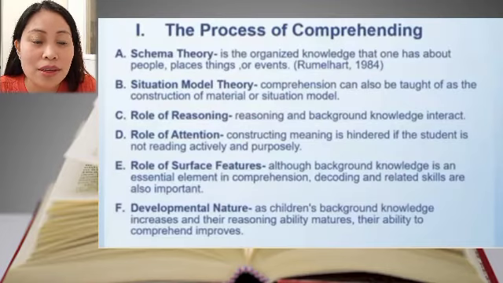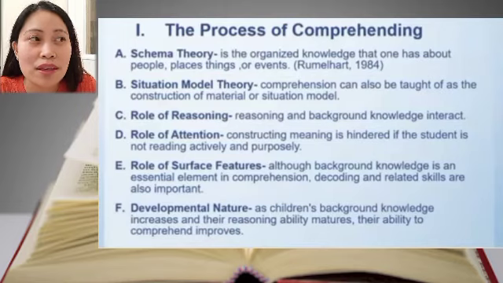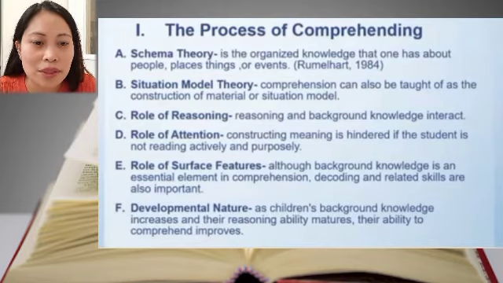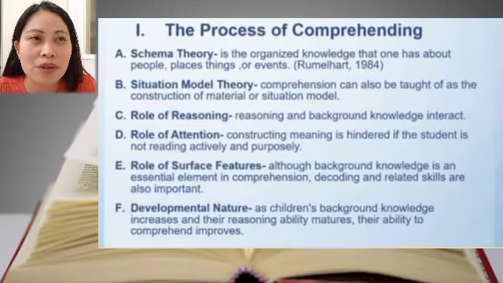Letter A, schema theory, is the organized knowledge that one has about people, places, things, or events, according to Rumelhart in 1984. So schema theory is a generalized description or a conceptual system for understanding knowledge, how knowledge is represented, and how it is used. Letter B, situation model theory. Comprehension can also be thought of as the construction of a situation model. So, situation model theory handles both schema-based activities and novel activities.